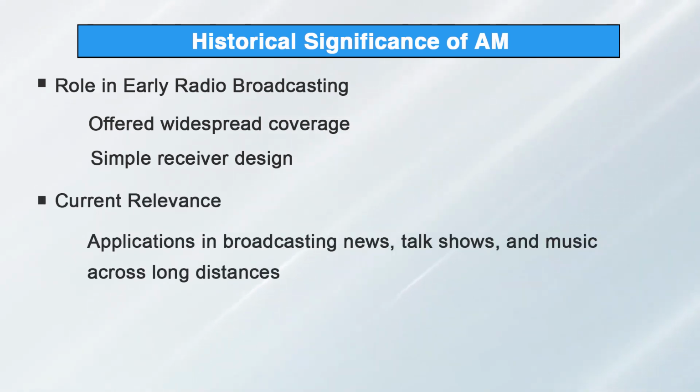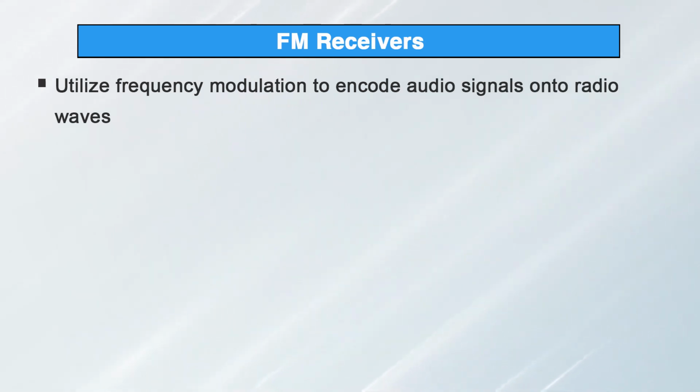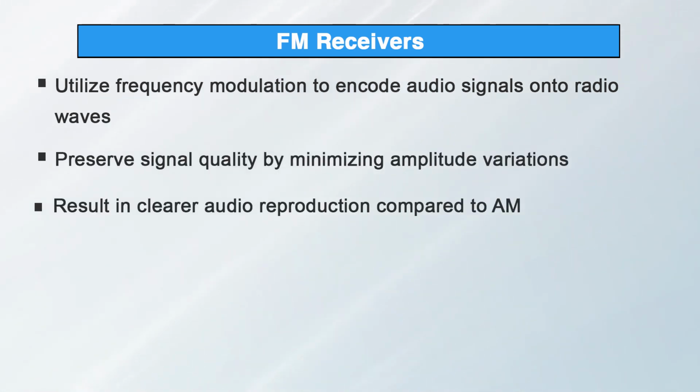It remains relevant today in applications such as broadcasting news, talk shows and music across long distances. FM receivers, on the other hand, utilize frequency modulation to encode the audio signals onto radio waves. This method preserves the signal quality by minimizing amplitude variations, resulting in clear audio reproduction compared to AM. FM gained prominence for its superior sound fidelity, making it ideal for music broadcast and high quality audio transmission.